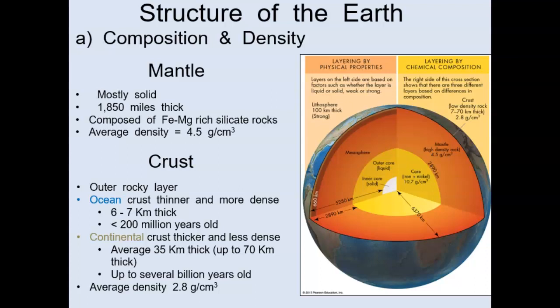The average density of the mantle is 4.5 grams per centimeter cubed, so less than half the density of the core, which is partly why it rests on top of the core rather than below it, right? But the density is still more than 4 times denser than that of water, so it gives you a comparison there. The mantle is split into 3 main layers when we consider the physical properties.